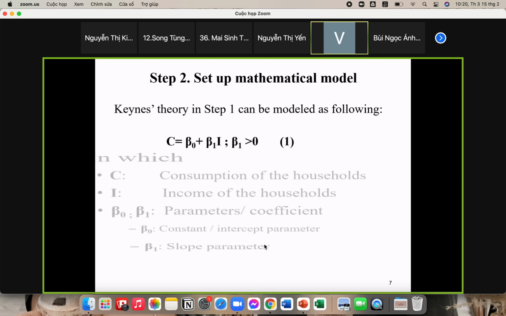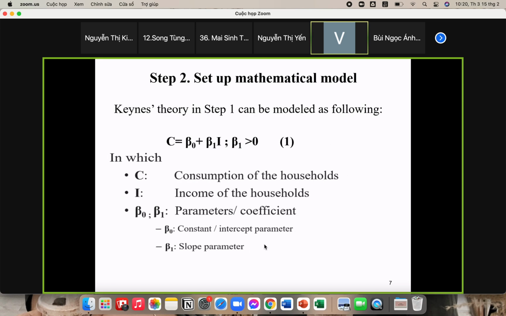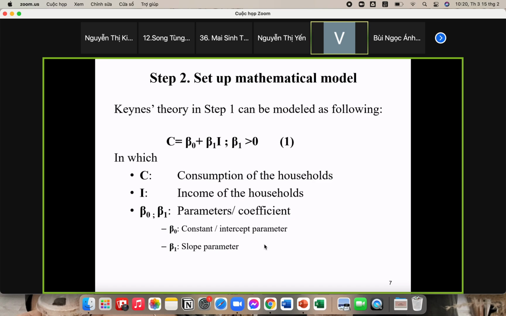In step 2, we set up a mathematics model, and in step 3, we set up an econometrics model. Here, I introduce both models to you to see the difference between them. After the course, when you have mastered all the steps, you can skip step 2. But now I introduce step 2, the mathematics model, because I want you to see the difference between the mathematics model and the econometrics model.